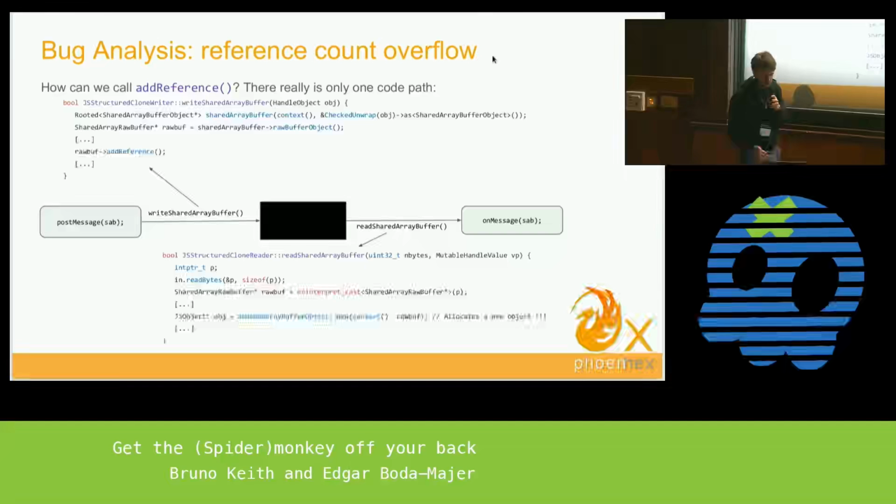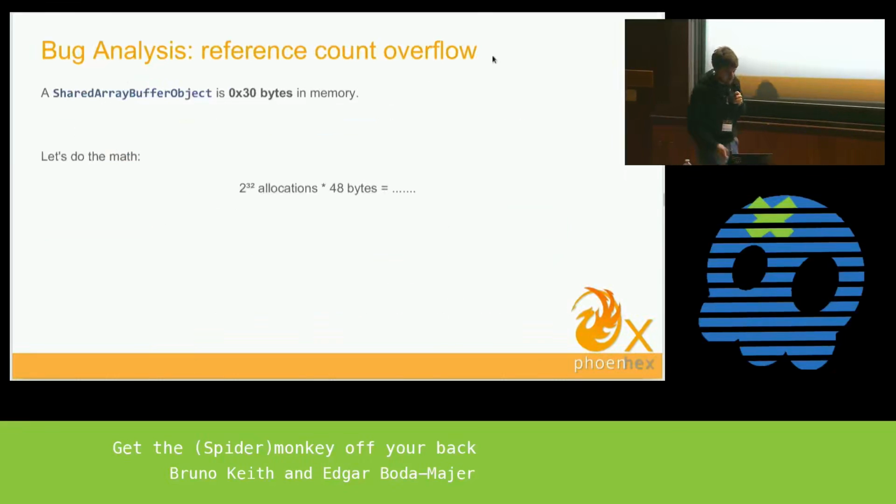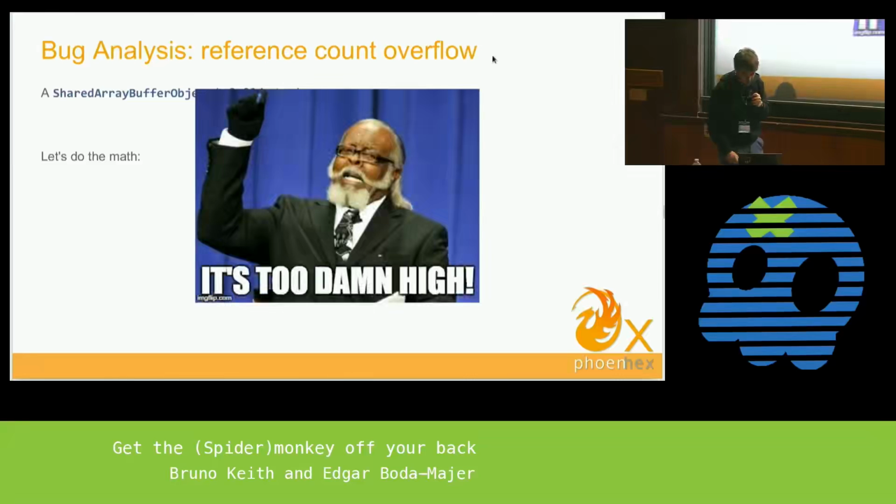Normally this would not be a problem, but the problem is we need to call add reference 2 to the power 32 times. And if you think about the size of a shared array buffer object, it's 48 bytes. If you do the math, you will find out you would need 192 gigabytes of memory to actually overflow the ref count. And that's just too damn high.